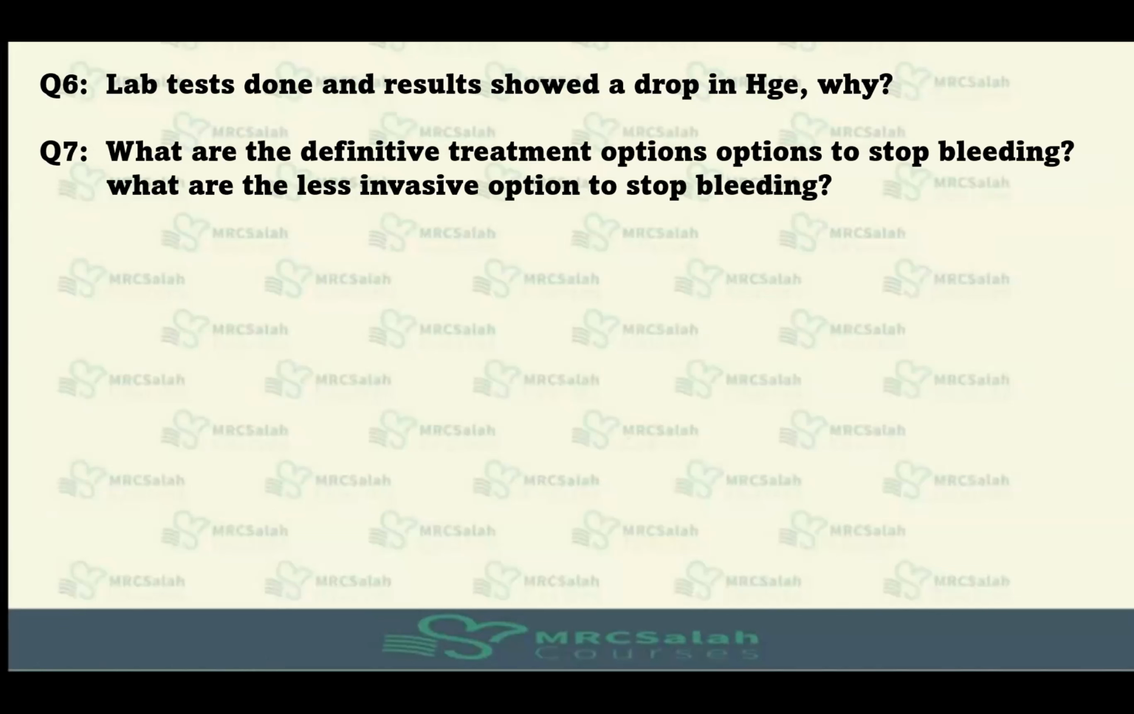Okay, so lab tests were done to the patient and it showed that the hemoglobin level dropped. Can you please explain this? Yes, it could be a ruptured pseudoaneurysm due to this, also hemorrhage or bleeding. Okay, so now we need to do definitive treatment for the patient. What are the options to stop bleeding?